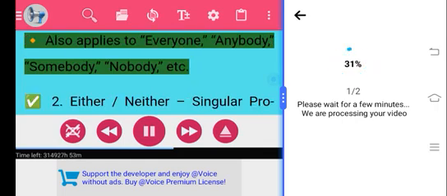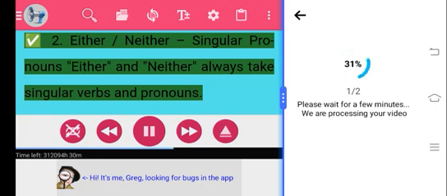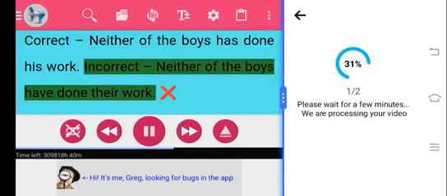This also applies to everyone, anybody, somebody, nobody, etc. Rule 2: Either and neither are singular pronouns and always take singular verbs and pronouns. Correct: Neither of the boys has done his work. Incorrect: Neither of the boys have done their work.